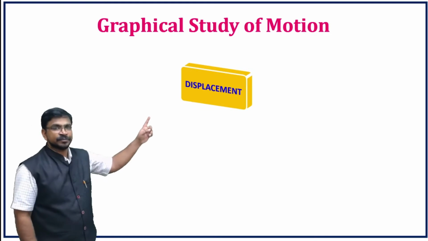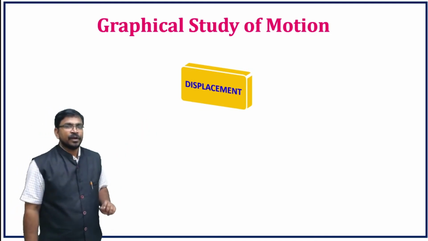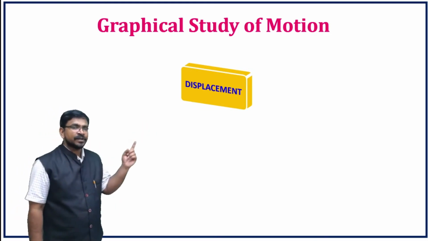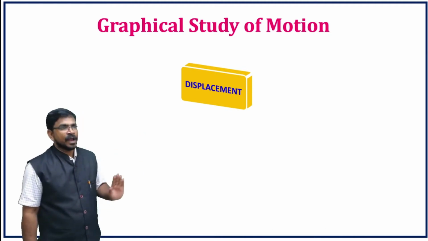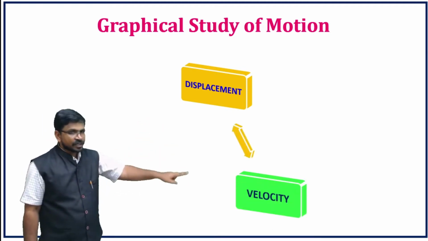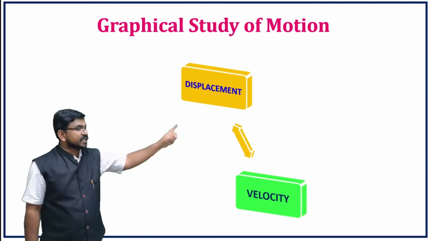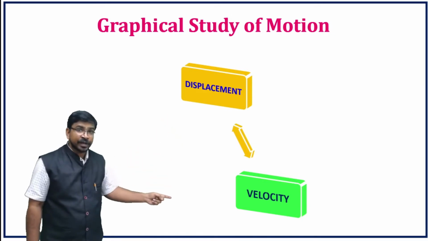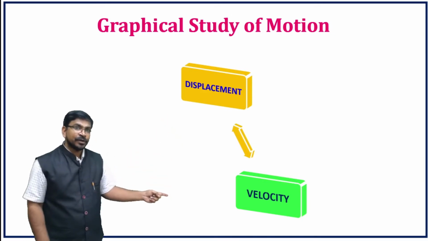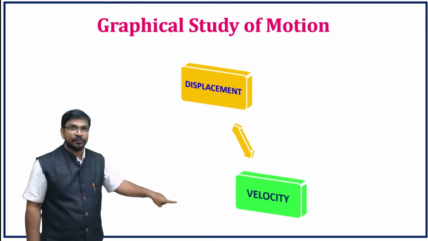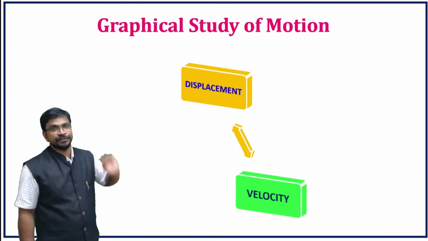First one is displacement. And we know that displacement is the change in position. And from displacement to velocity, you may be given a displacement graph and asked to find out velocity. Or you may be given a velocity-time graph and asked to find out displacement.